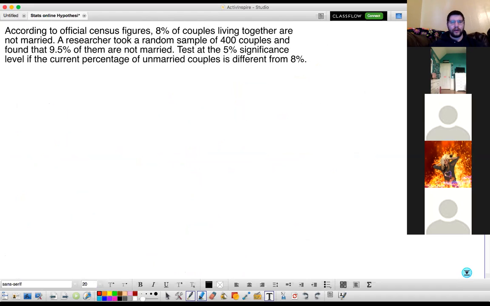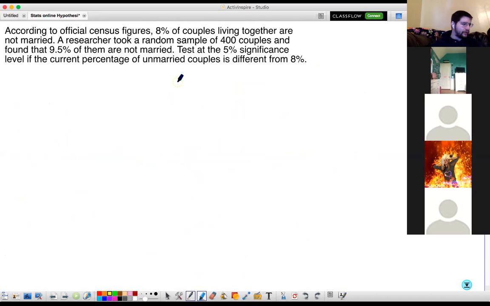8% of couples living together are not married. A researcher took a random sample of 400 couples and found that 9.5% of them are not married. Test at the 5% significance level if the current percentage of unmarried couples is different from 8%. So I always like to write down my hypotheses first. The current percentage of unmarried couples is different from 8%.